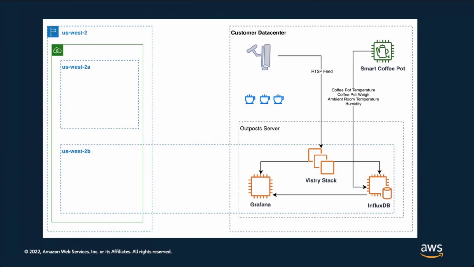So from what we talked about earlier, this Outpost server connects back to this region. That's always connected over what we call the service link. And then everything that's happening from the camera, from the coffee pot down to the Outpost server, that's going over that local network interface, or that LNI. So the Vistry stack is EC2 instances, and inside I think they're running Docker. And then Influx is an EC2 instance, Grafana is an EC2 instance, and all those have LNIs attached to them. And it's communicating back to the camera and to the Smart Coffee Pot over the respective LNIs.